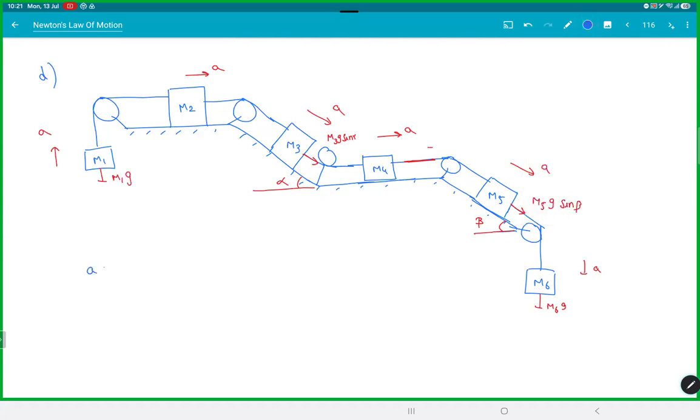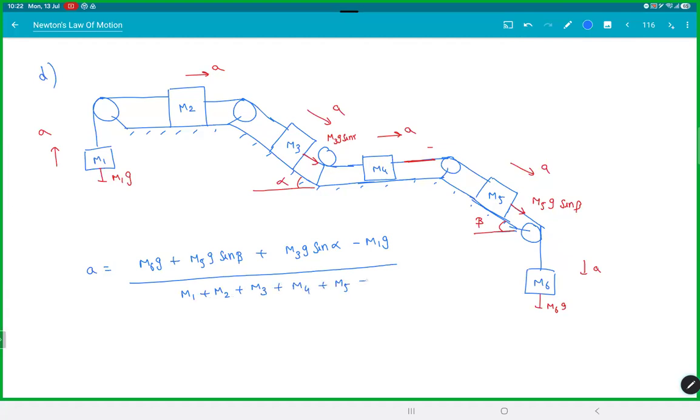You're done. So acceleration, all the guys who are supporting: M6G, M5G sine beta. So these are all the forces along the string. That is the word, along the string. M3G sine alpha and M1G, divided by total mass. Even though you don't support, you will participate in the net force. It's like your friend who comes to the party, doesn't bring anything but will eat all the food. There. No equations, nothing, you got an answer.